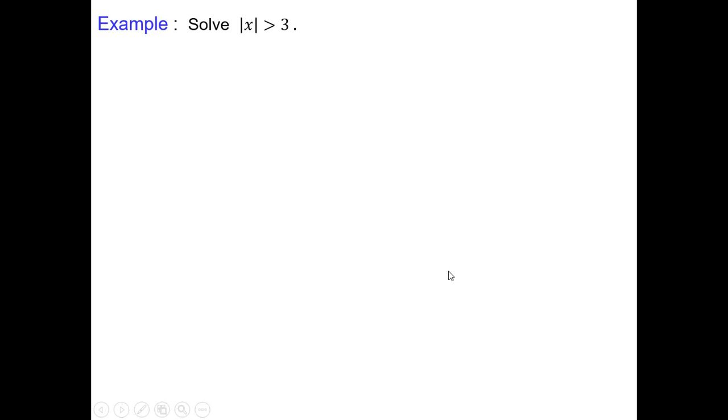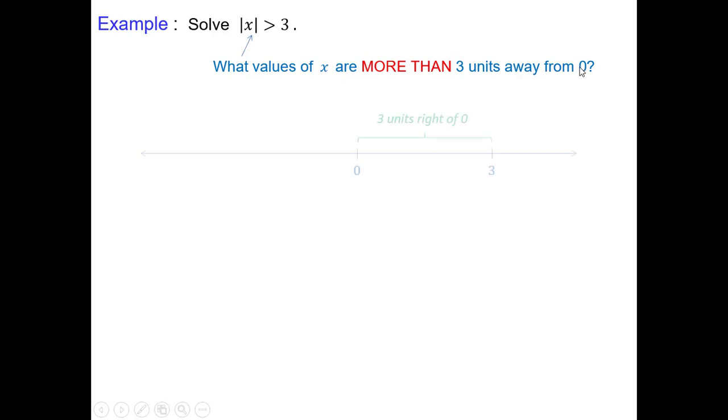What if we had a greater than symbol though? Notice that now we are again asking what values of x can I plug into this absolute value so that when I get an answer, the values will be greater than 3. Or in other words, more than 3 units away from 0. Well, again, on the right side, notice that 3 is 3 units away from 0. Values that are more than 3 units from 0 will be any values on the right side of 3, like 4 or 5 or 7 or 80.